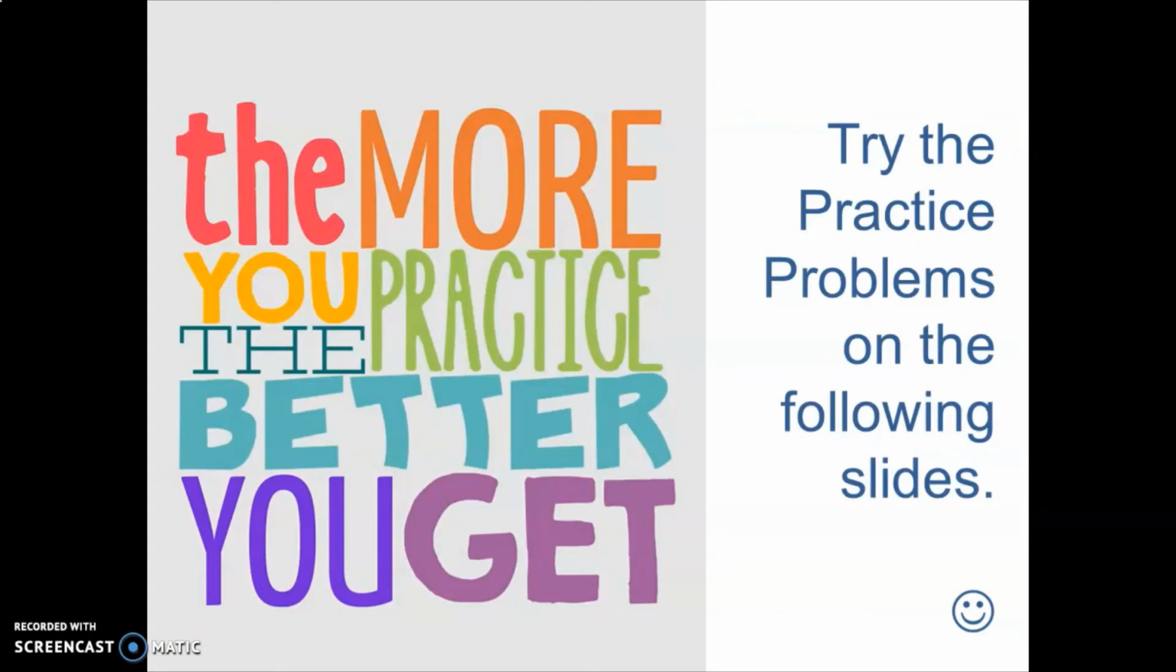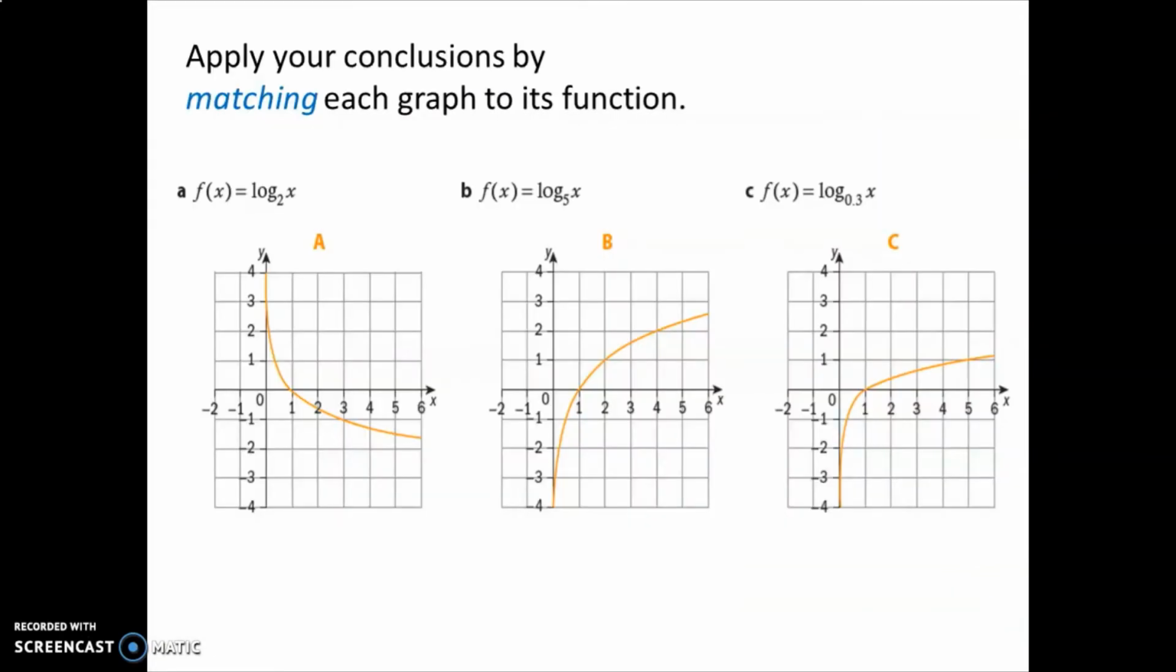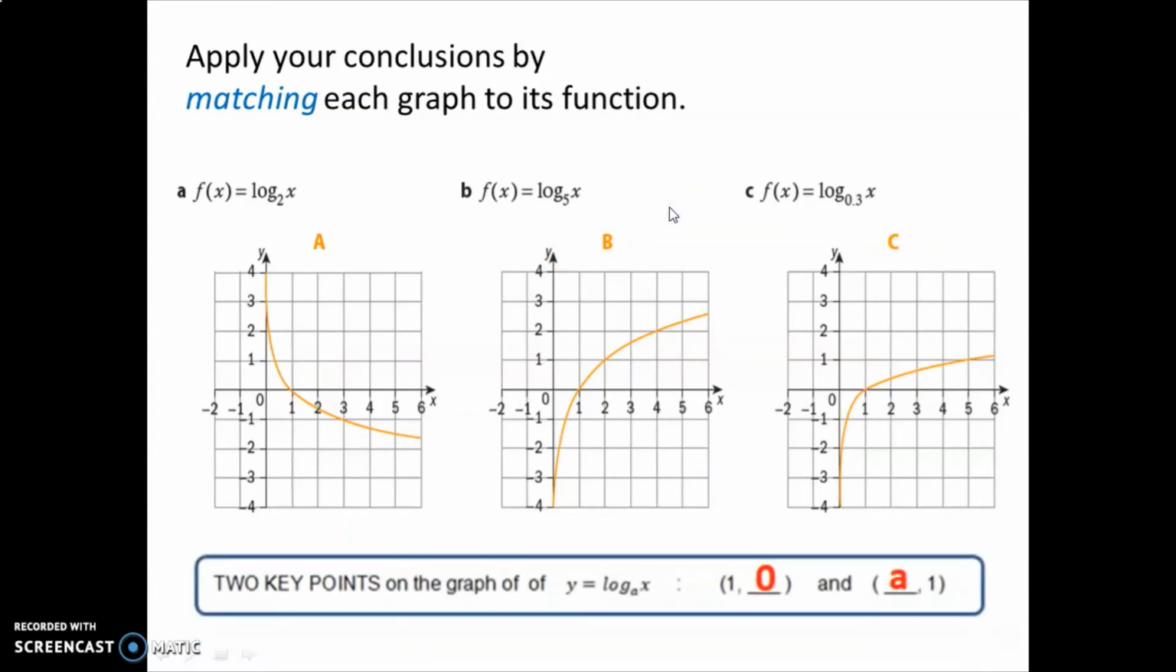We're going to try some practice problems using that very idea we just discovered about the log graphs, the two key points. So here we have 3 log equations and 3 graphs. Your job is to match an equation to the graph. We can clearly see each of the graphs passes through (1, 0) right here, but look for the other point. The base of the log and 1 is the other key point, so that should help you do the matching. Try it now.